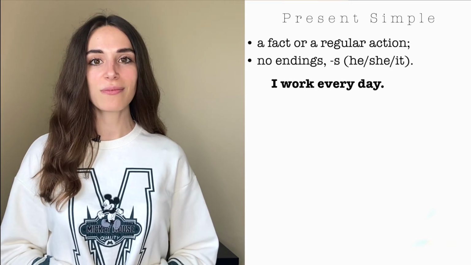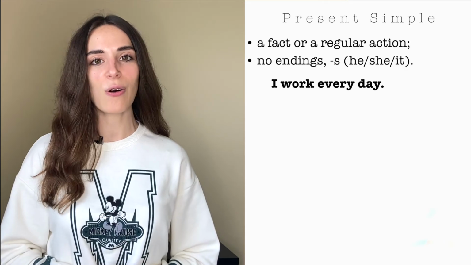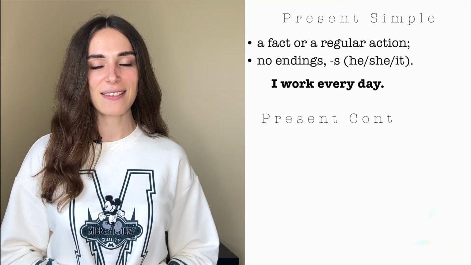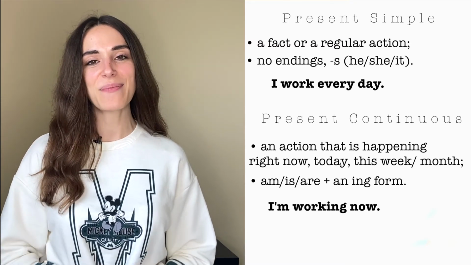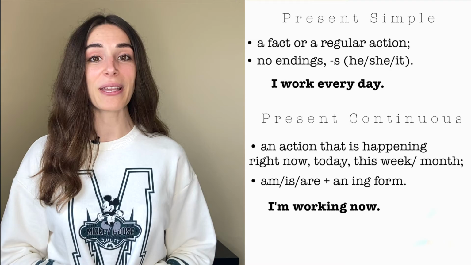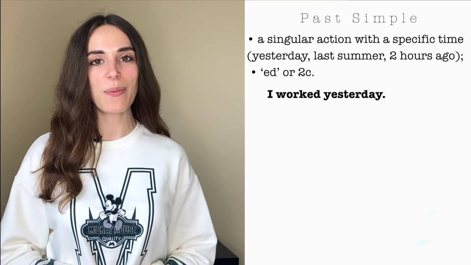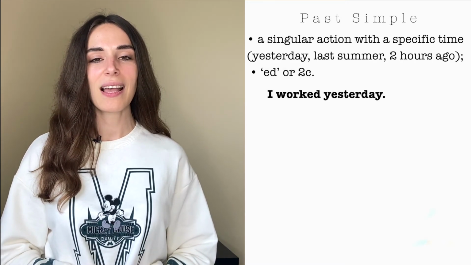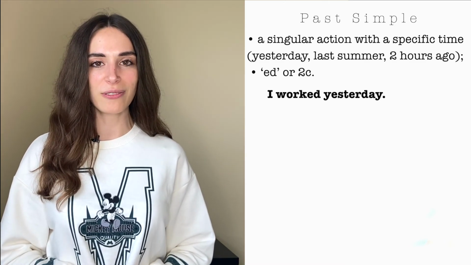So let's summarize all the tenses. Present simple: a fact or a regular action, how often. No endings, only -s when it's about one person or thing. The present continuous tense: an action in progress that is happening right now, today, this week, this month, or even this year. Am/is/are plus an -ing form. The past simple tense: a singular action in the past with a specific time. Last summer, yesterday, 2 days ago. -ed or the second column of verbs.